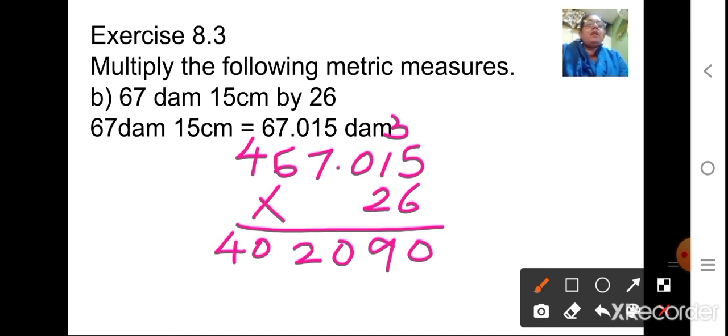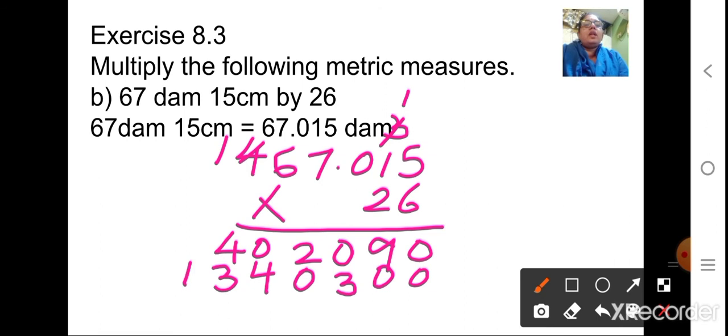Coming to the next number, 2, 2 5s are 10. So 1 carry over here, 2 1s are 2 plus 1, 3. 2 into 0 is 0. 2 7s are 14. So 1 carry over here. 2 6s are 12 plus 1, 13. Now add it.